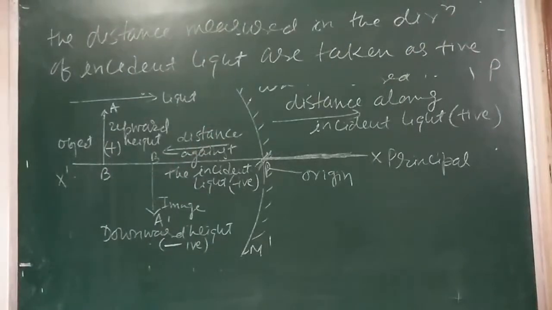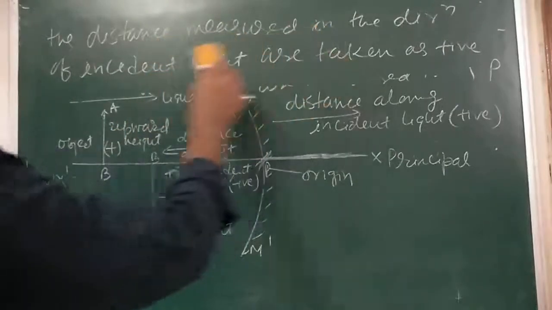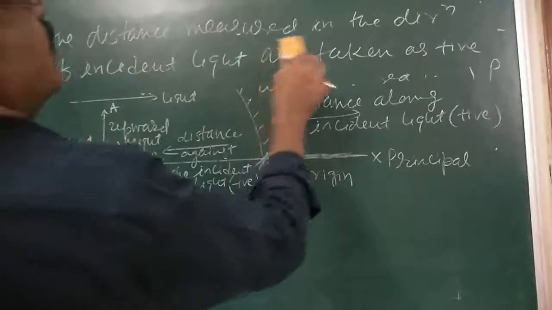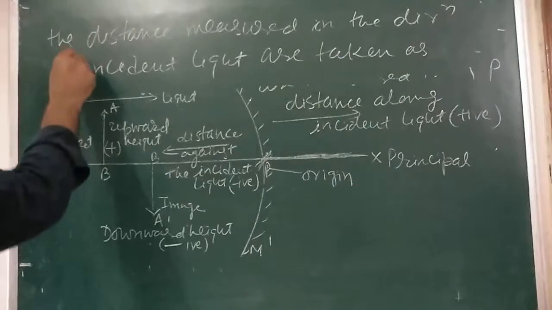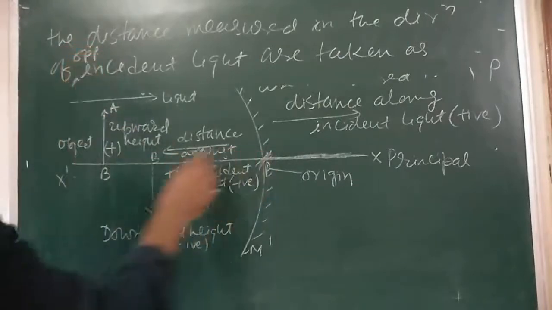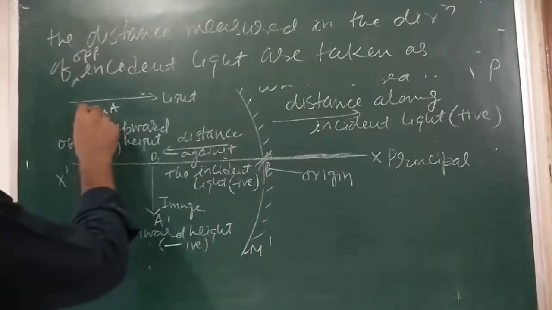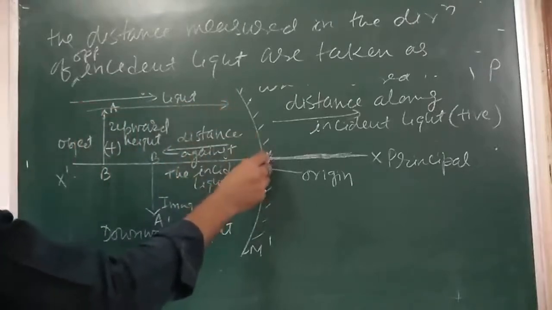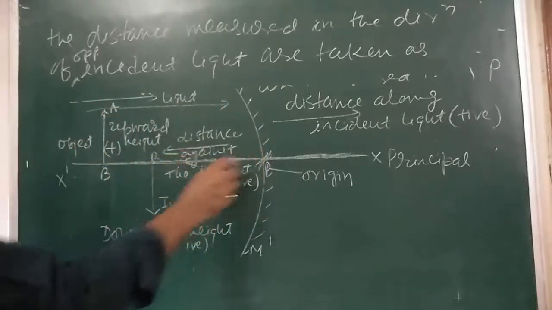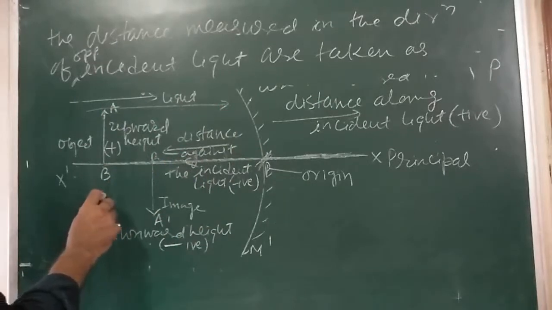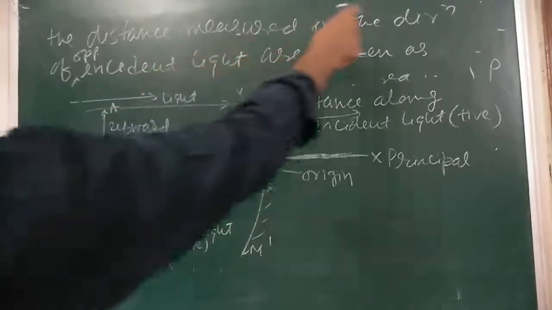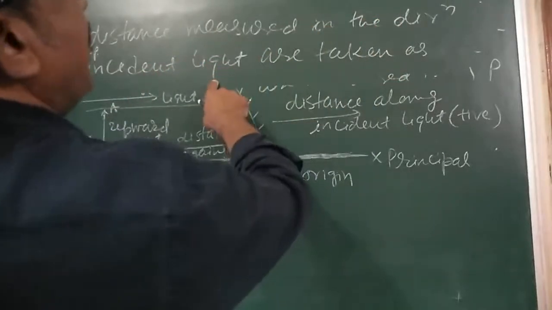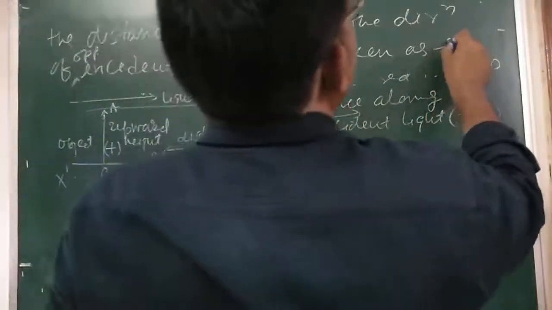Then the distance measured in a direction opposite to the incident light. Suppose here is the object. The direction of incident light is this one. We are measuring in this direction. So the focal length of a concave mirror is negative here because we are measuring in the opposite direction. So the distance measured in the direction opposite to the incident light is taken as negative.